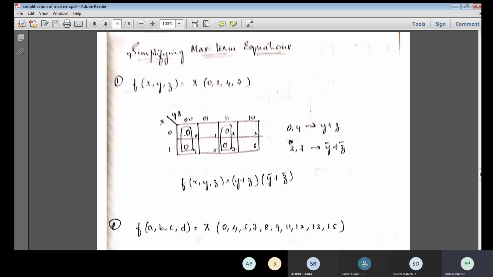So 0 and 4 is one group, and you'll get y plus z. 3 and 7 is one group, and you'll get y bar plus z bar. So the equation is y plus z into y bar plus z bar. It is product of sum. There it was sum of product. Okay, so next problem.